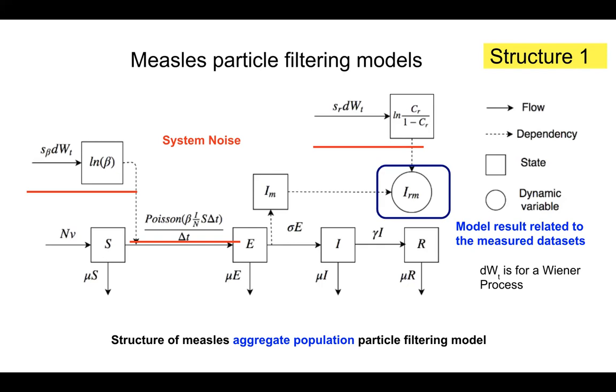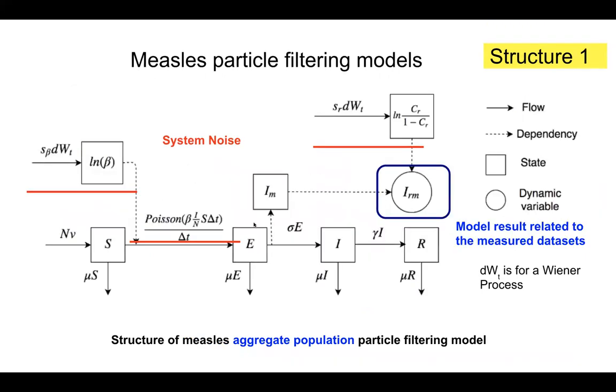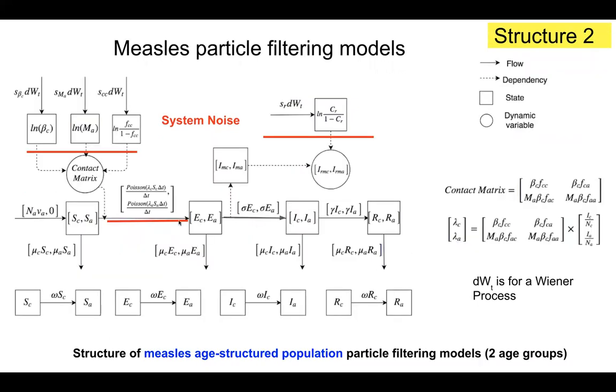Okay, so this is the structure of the aggregate population model. And we have another model, the measles particle filtering model, in which we stratify the population into two age groups, child and adult. Although the plot seems kind of complex compared with the aggregate model, actually this stratified model structure is quite similar to the aggregate model structure. What we have done is, firstly, we also based it on the SEIR model. Based on the SEIR deterministic model, we have divided the SEIR model into two age groups, child and adult. And then we have added noise to the main parts.